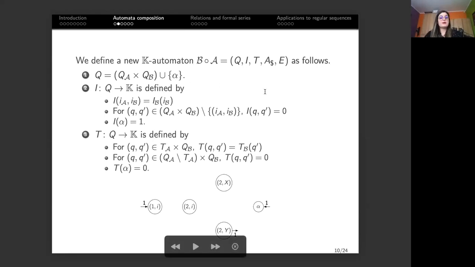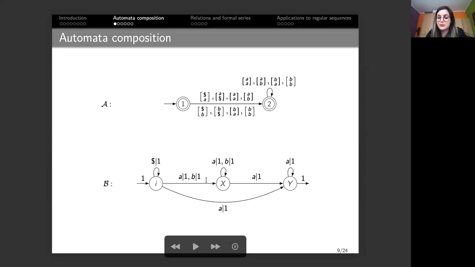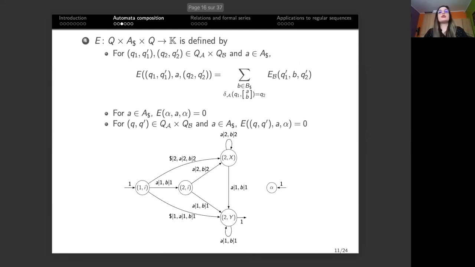The initial weights and the final weights are quite easy. For a couple of states, it is initial if it's initial in both components. In A, I have only one initial state and one initial state in B, so the initial state is this one. And it has the weight, because we're working with a K-automaton, to be the same as in B. No other state is initial except alpha, which we make initial. And for the final weights, it is the same. The state (q, q') is final if it's final in both components, and if yes, we associate the weight associated to q' in B. So that is the example associated to these two. It's not the most difficult part, so I will go through the next example.